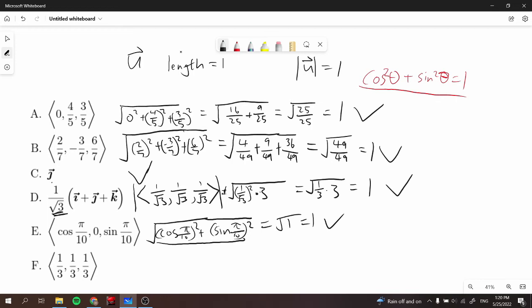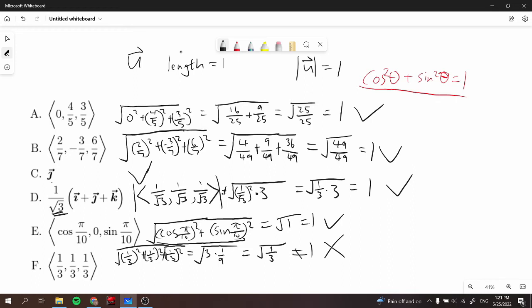And going down here, by the process of elimination, we know that F is the answer, but I will still go through it. So we have 1/3 squared plus 1/3 squared plus 1/3 squared. That would be what, 3 times 1/9, which in this case would be root of 1 over 3. So this does not equal 1. So this is not a unit vector.